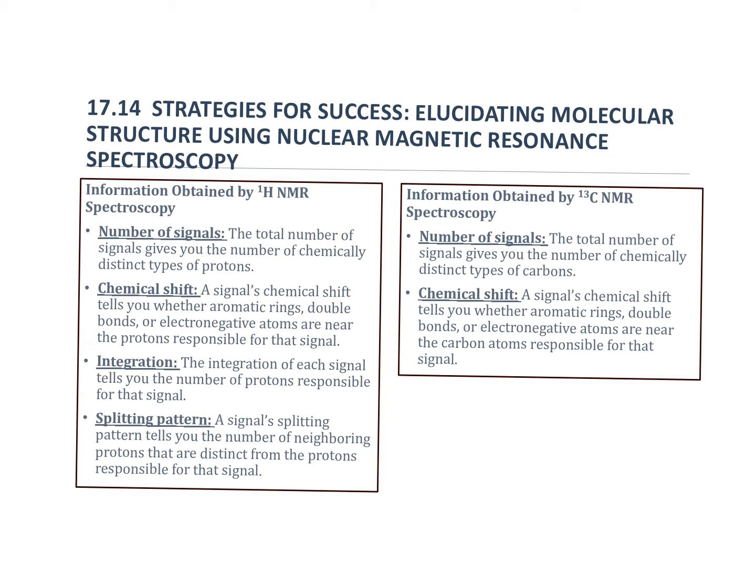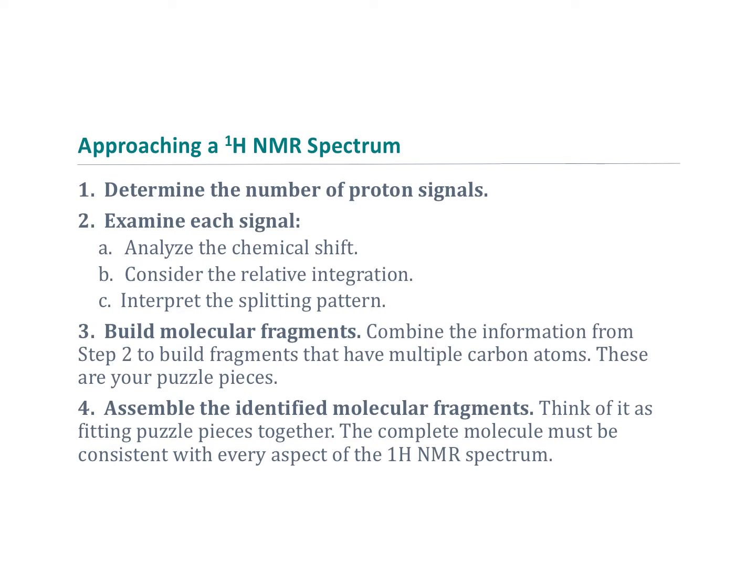Now, the information that we obtain in carbon-13 NMR is the number of signals and the chemical shift, right? So we're not going to have splitting and we're not going to have integration per se. So let's look at some examples. I'm going to do a proton NMR first. I'm going to determine the number of proton signals, analyze the chemical shifts, and I'm going to have integration here, and then we're going to interpret the splitting patterns, and then we're going to try to piece together some molecular fragments.